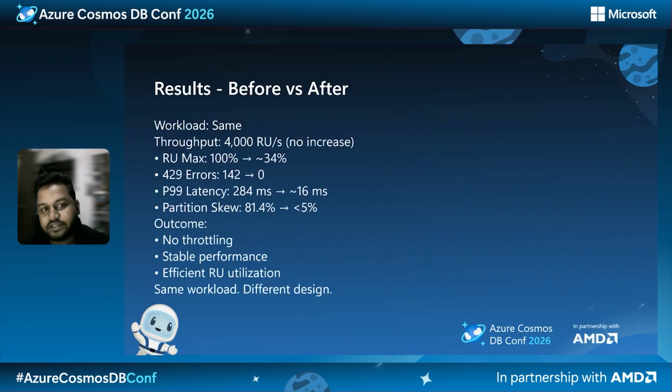Looking at the final results, the workload remained the same. We did not increase throughput, it stayed at 4000 RU. RU usage dropped from full saturation to around 34%. Throttling went from 142 errors to 0. P99 latency improved from 284 milliseconds to around 16 milliseconds, and partition distribution became balanced with no single partition dominating. The overall outcome is a stable system with efficient resource usage. Same workload, but completely different results due to design changes.